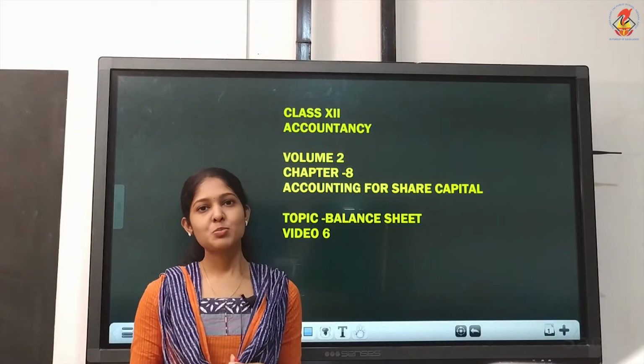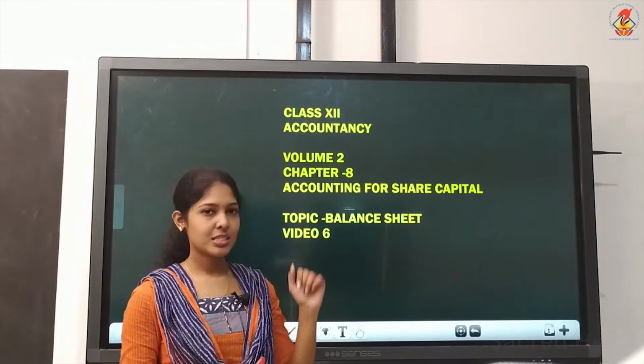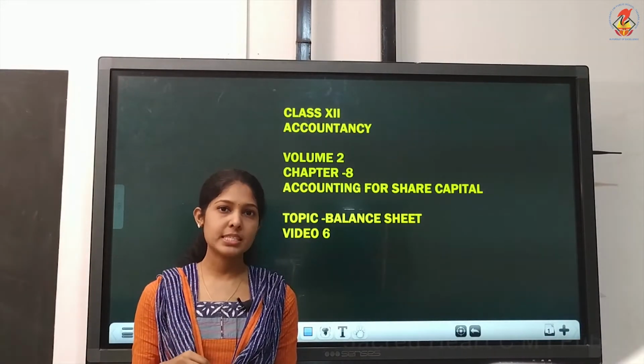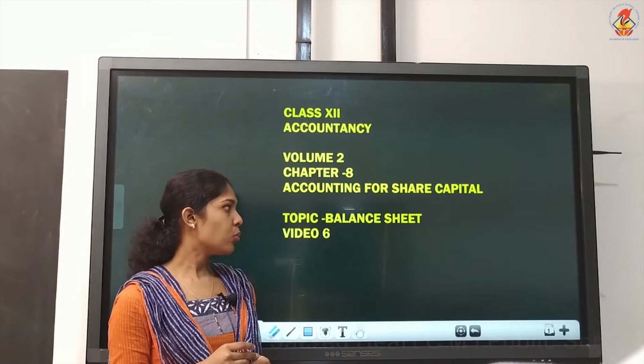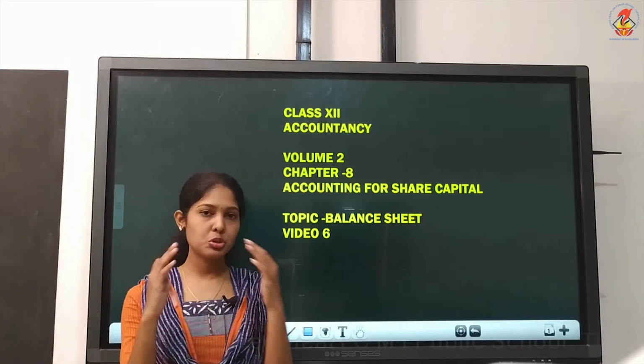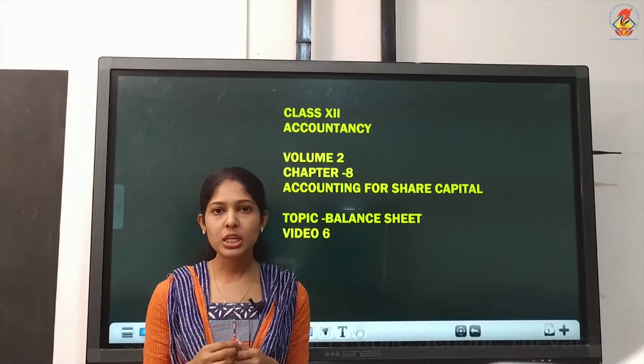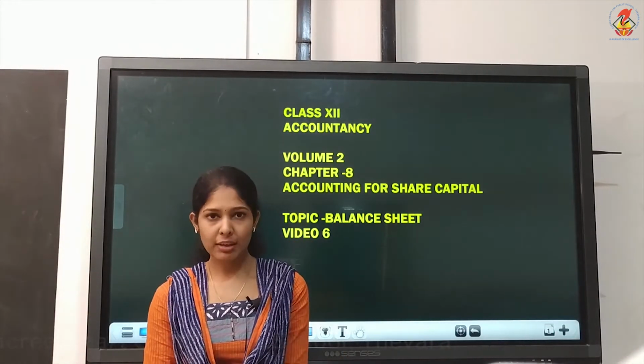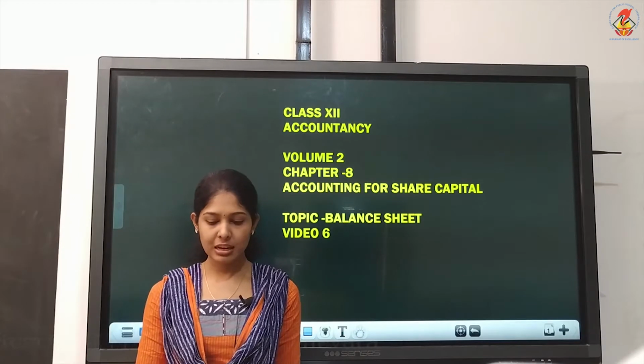We are continuing this portion. We are discussing the chapter accounting for share capital. We already discussed some basic entries. Now we'll see how to draw the balance sheet. Balance sheet means the new format you have to do, the vertical format. Already you have studied that format last year itself.